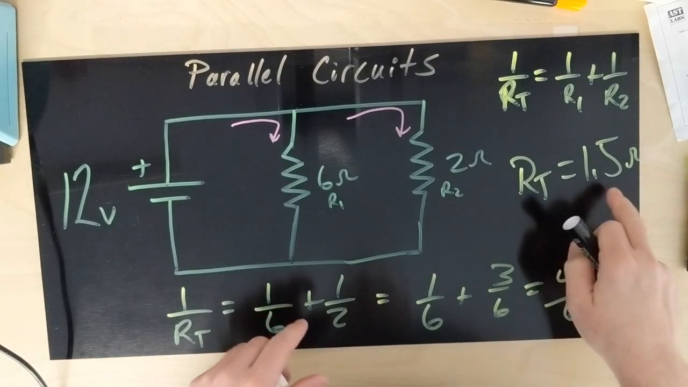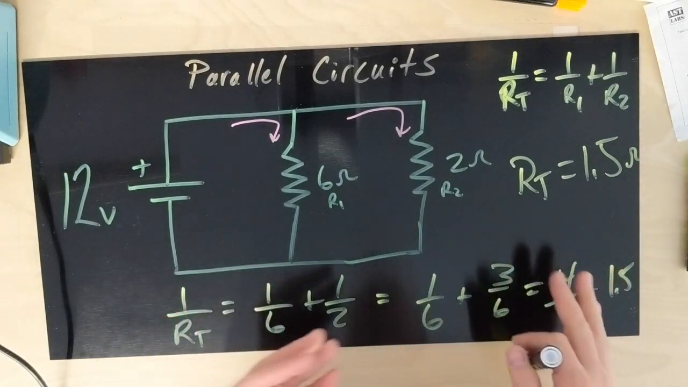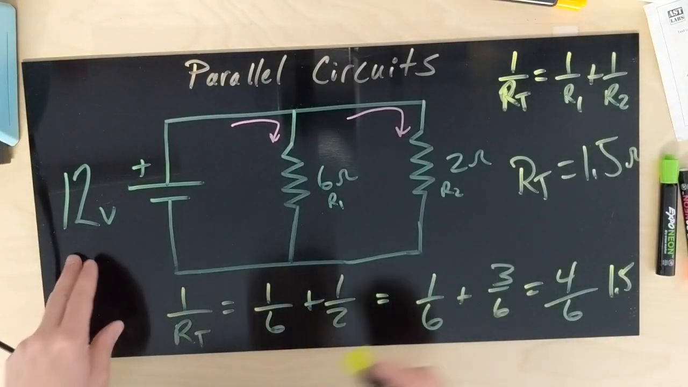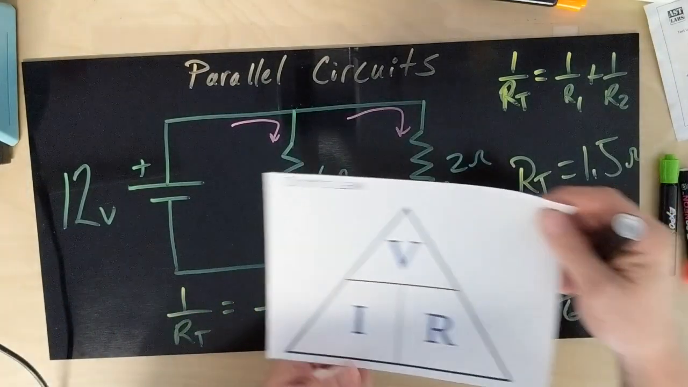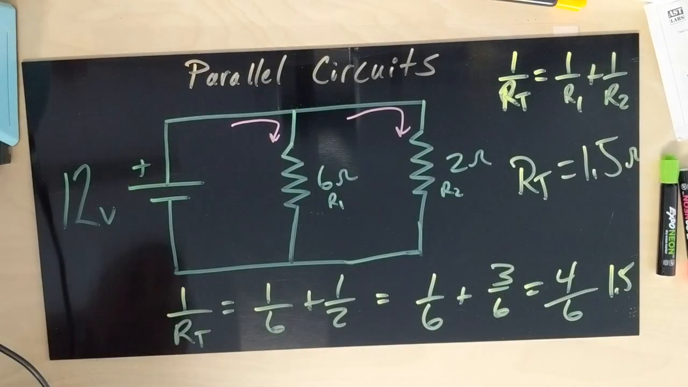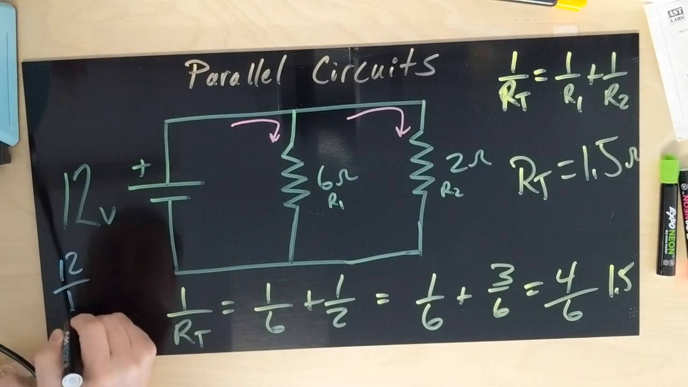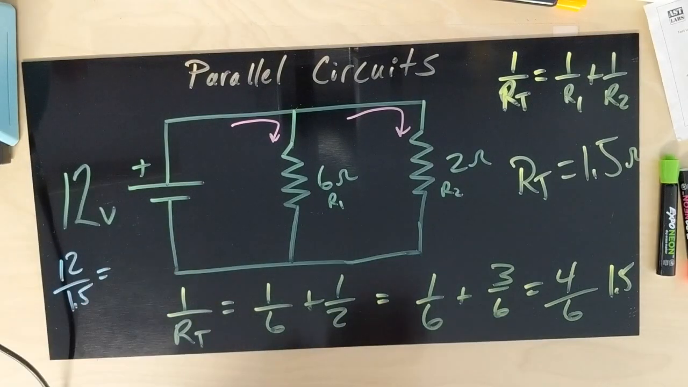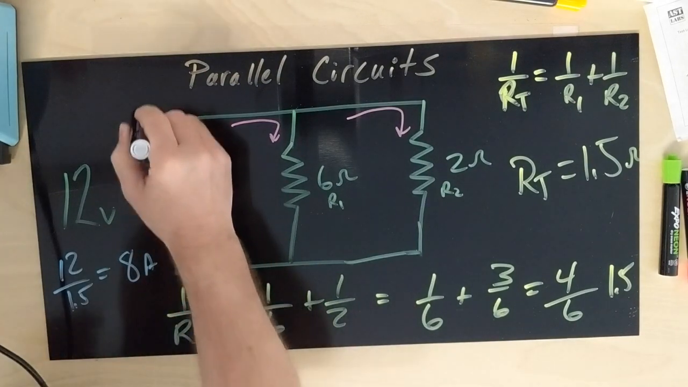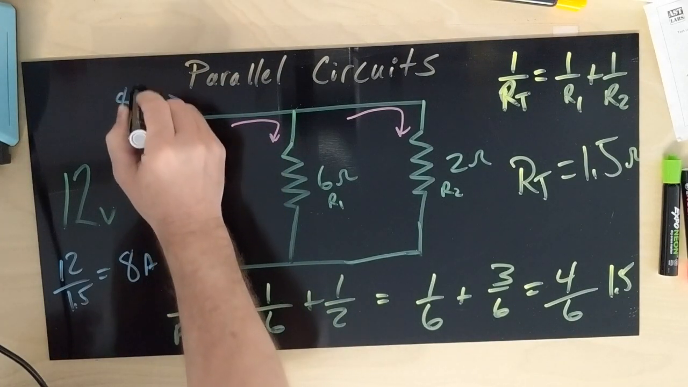So now that we know our total resistance, we can figure out our total current. Don't forget this guy, Ohm's law. So 12 volts over 1.5 ohms. Let's draw that in blue. 12 over 1.5 is going to equal 8 amps. Well, that's going to be 8 amps total.